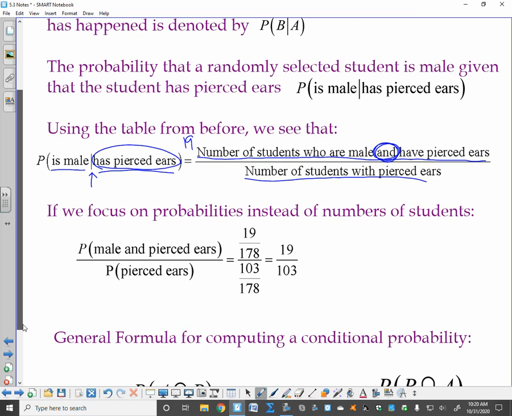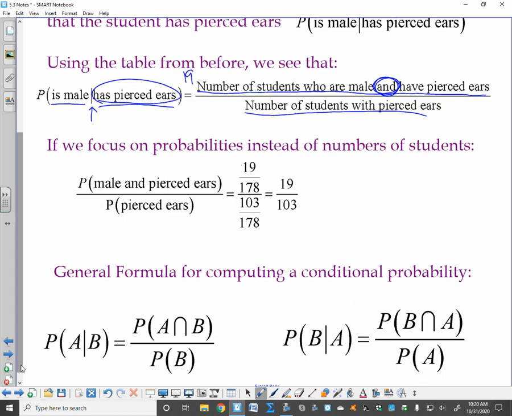We focus on the probabilities instead of the number of students. So the probability that you're male and have pierced ears is 19 over 178. That's the 19 over the total number of kids. And the probability that you have pierced ears is 103 over 178. If you divide that, the 178s cancel and give you 19 over 103. I'm totally fine with you skipping this part and knowing that the ones that are male and have pierced ears is the 19 and the probability that you have pierced ears is the 103. But just know that that's what's happening to get those numbers.